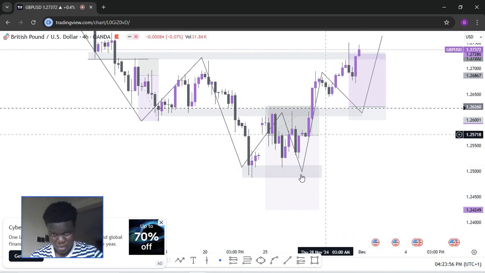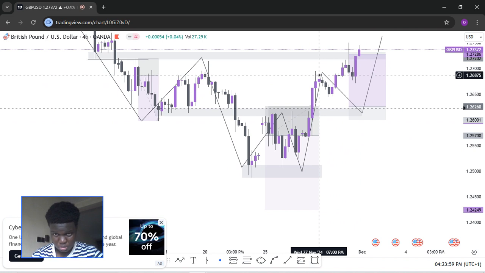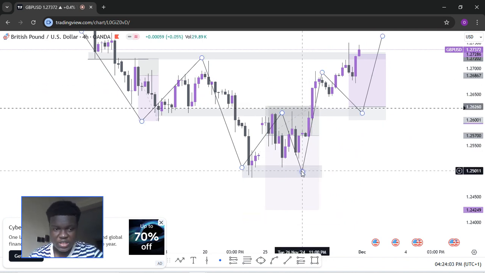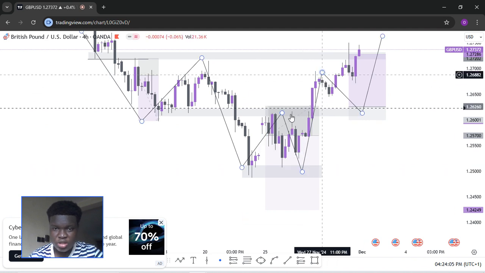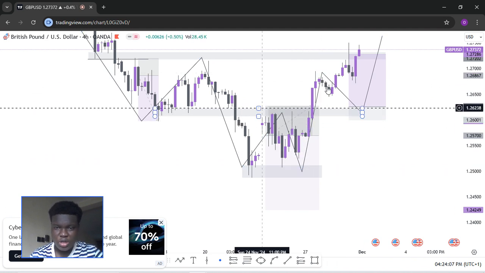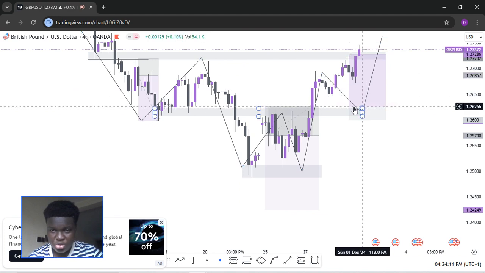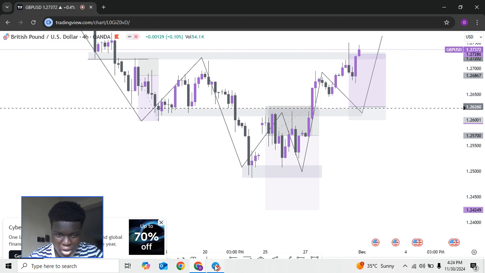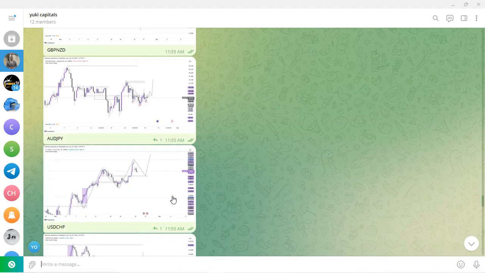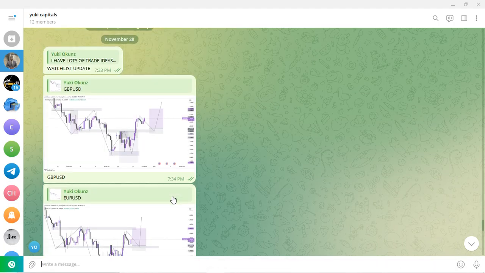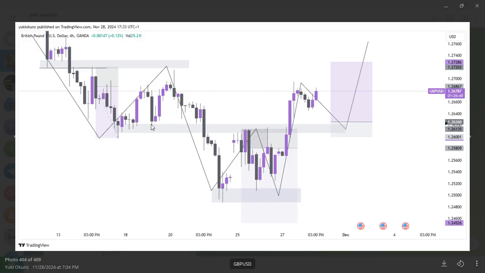After price impulsively broke through this break and retest zone, all I expected was for price to come back to this retest zone for us to go long. Then let me also show you where I shared it on the Telegram group. I shared it in the watch list updates, as you can see right here.